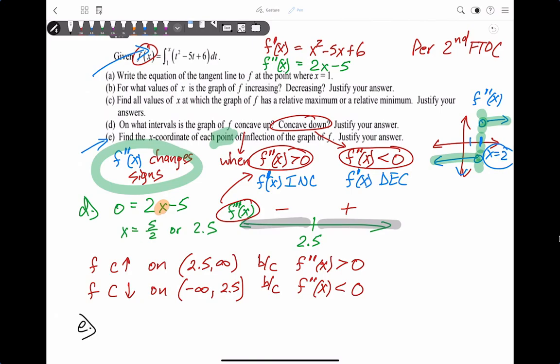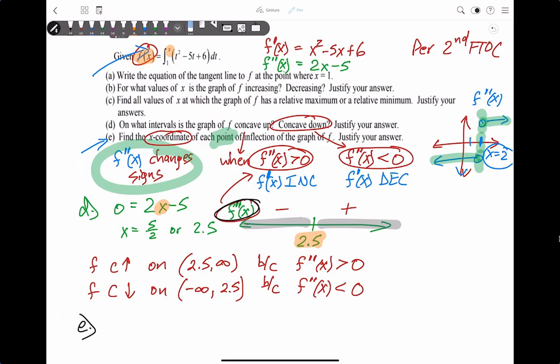Okay, so let's go ahead and look at E. So it says find the x coordinate of each point of inflection. So all I need to do is see, when does the second derivative change signs? Okay, so we know that the point of inflection could occur at 2.5. I just have to make sure that if I plugged in 2.5 into the original f, would it in fact give me an answer? And it will. There's no undefined piece going on here. Okay, so my point of inflection, and all it's asking for is the x coordinate.